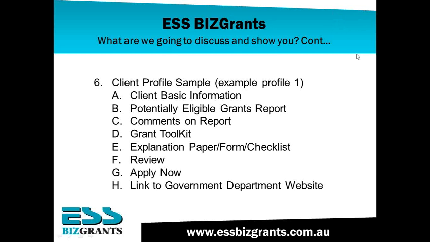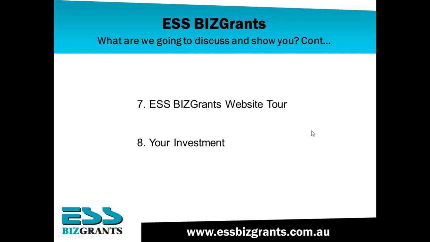The system has a couple of other components. We have a grant toolkit whereby you can access a paper and in some cases some additional information on a particular grant so that you can review it. The system will give you a direct link to the various government departments' websites so that you could access the application form for a particular grant if you wish to do so. And the system will produce a report that you can give to your client.